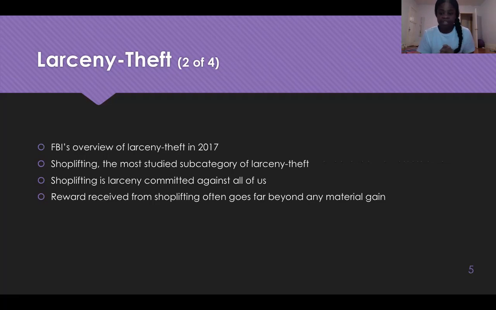Larceny theft includes grand theft, which is a felony, and petty theft, which is a misdemeanor, with the distinction depending on the value of the asset that is specifically stolen. It's distinguished based on the value of the asset stolen, again, at the time of the crime. The FBI provides the following overview of larceny theft.